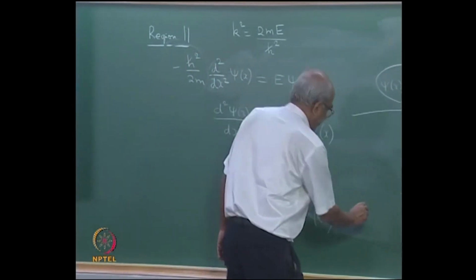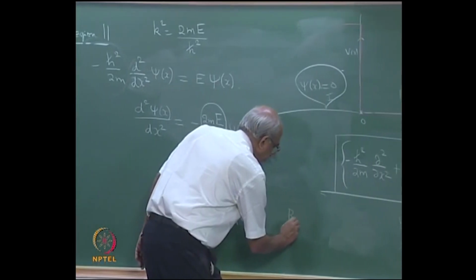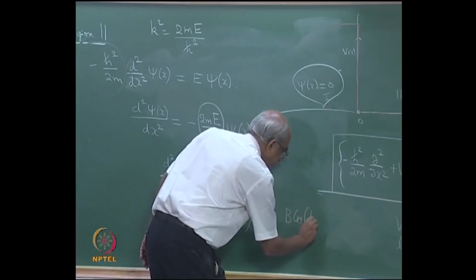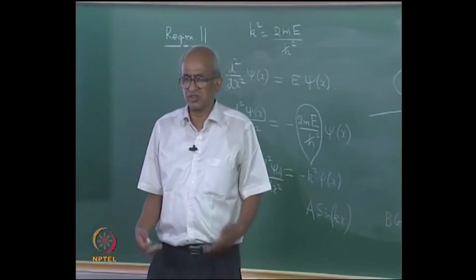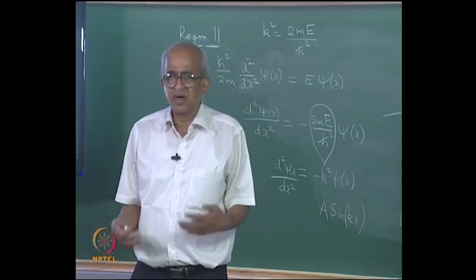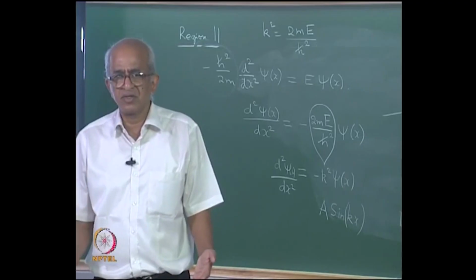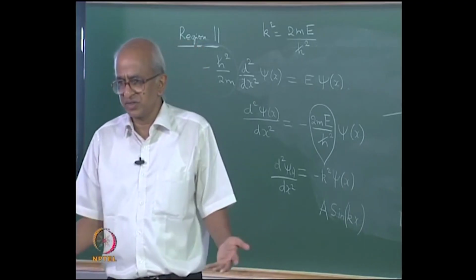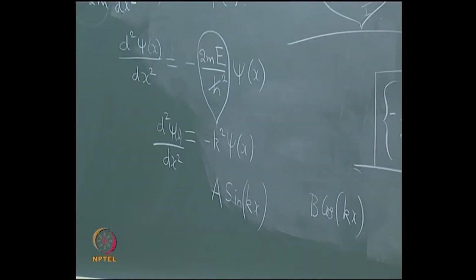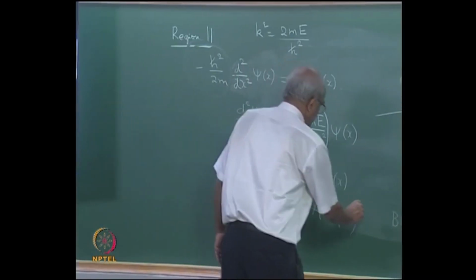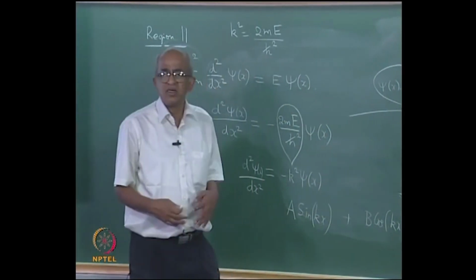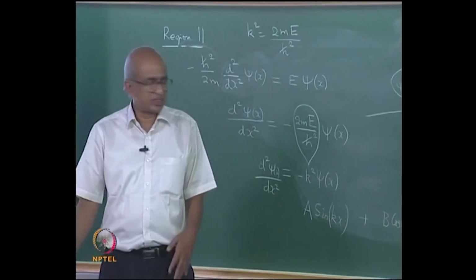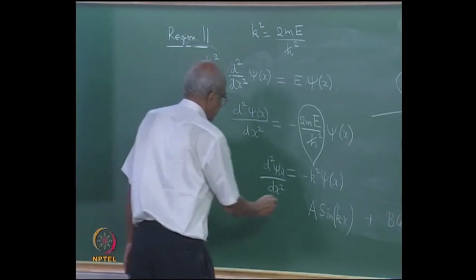You can have another solution which is of the form b cos kx. This is another possible solution. This is not surprising, because if you have a second order ordinary differential equation, there are 2 independent solutions, and the most general solution would be a linear combination of these 2, in which you add the first solution with the second, and therefore, we will take the most general solution and say that that is my psi of x.